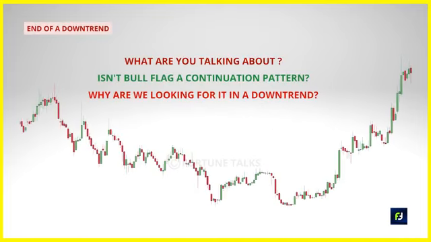Now if you are probably thinking, what the hell is this dude talking about? Just a few minutes ago, you said that bull flag is a trend continuation pattern. Now why are we looking for it in a downtrend? Yes, there is no denying that the bull flag is indeed a trend continuation pattern. But what if I tell you that there is a way you can profit by using the bull flag as a trend continuation pattern even in a downtrend?